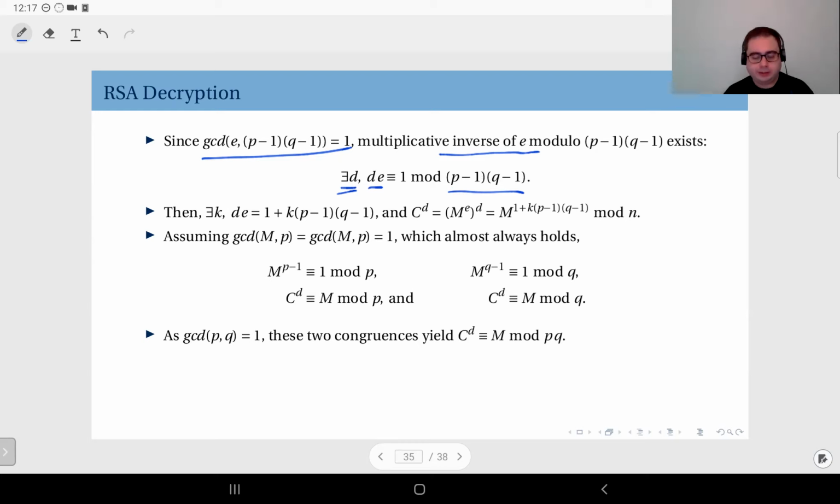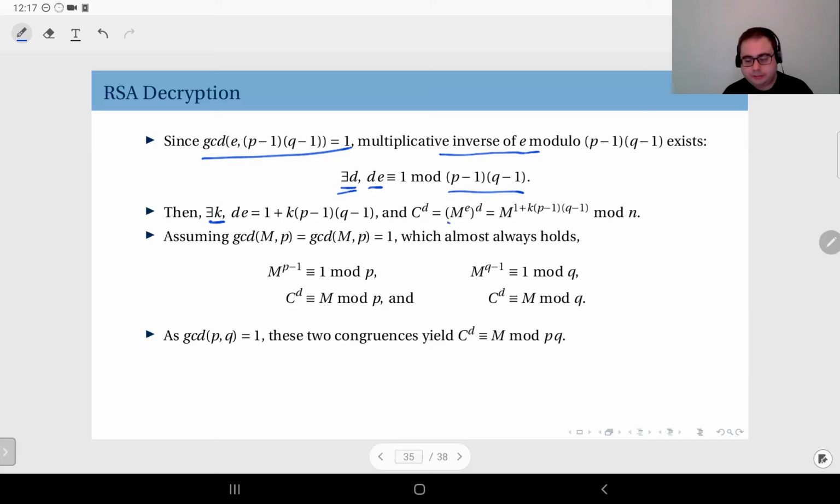This means there is an integer k such that D times E is actually equal to 1 plus k times (P minus 1)(Q minus 1). Therefore, take the code word C, the encrypted data, and raise it to power D, this D value, the multiplicative inverse of E in modulo (P minus 1)(Q minus 1). So raise C to the power D.